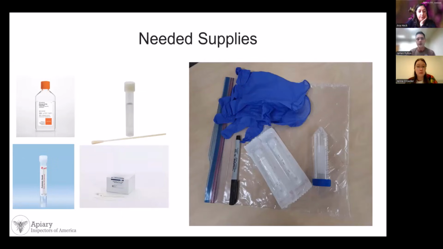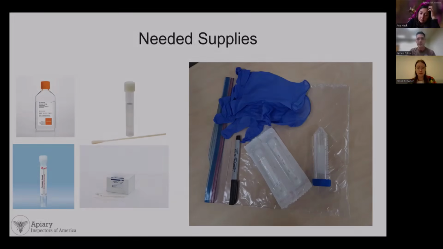And that water also moistens the filters that the swab is on. It moistens it so that it can better absorb, like a sponge, any material that might be present. Gloves, your swabs, labeling, so a pen or pencil, and then some kind of collection device to keep all your stuff together. So you don't need much to collect a sample in this way.